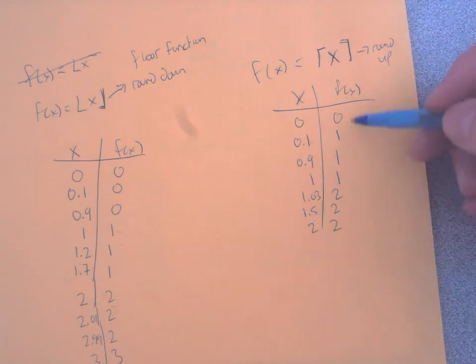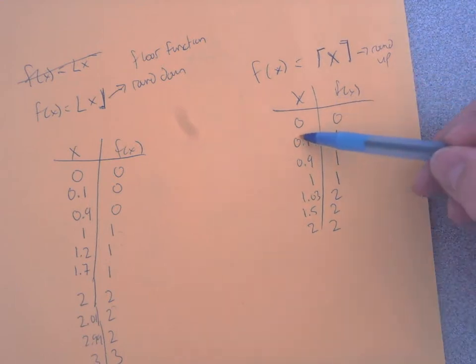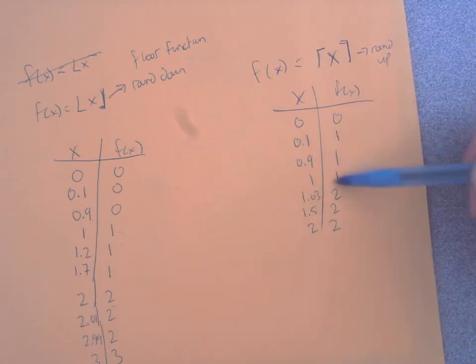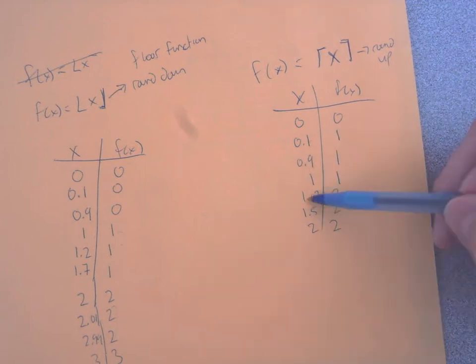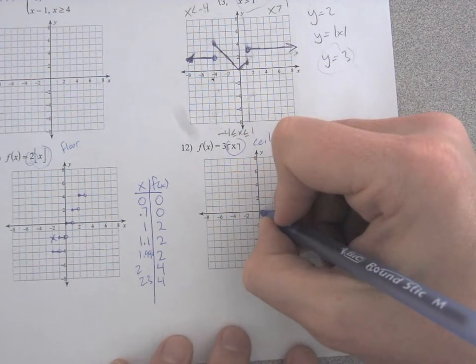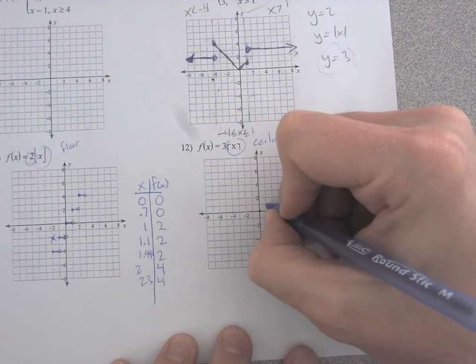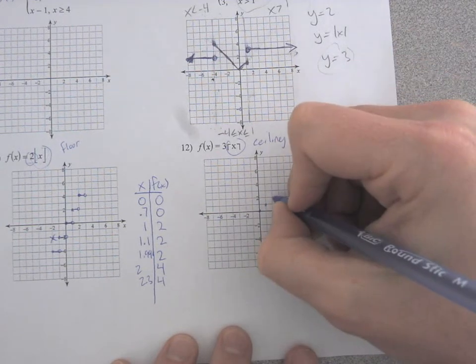Okay, so see, there's still the same steps, 0, 1, 2, but they're in a different place. Anything between 0 and 1 will match up to a 1. Anything between 1 and 2 will match up with a 2. So if I put in 0, I get out 0. If I put in 1, I get out 1. If I put in 2, I get out 2.